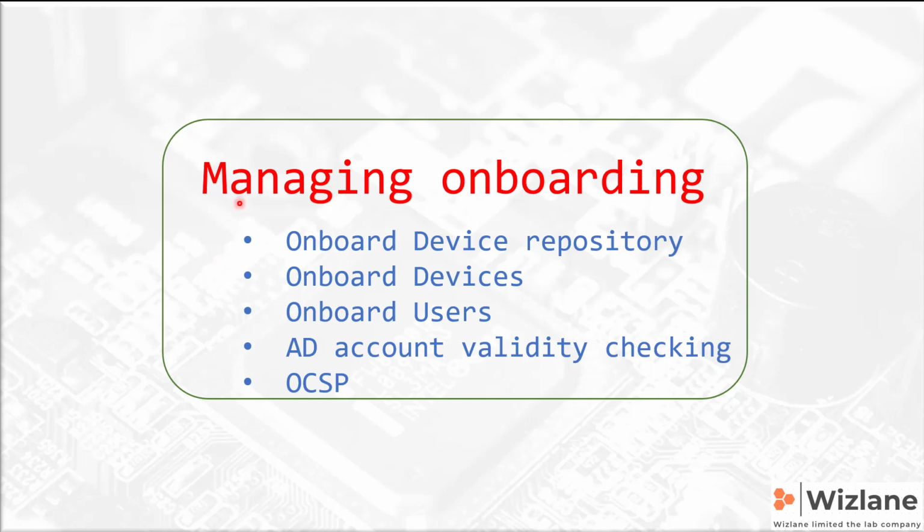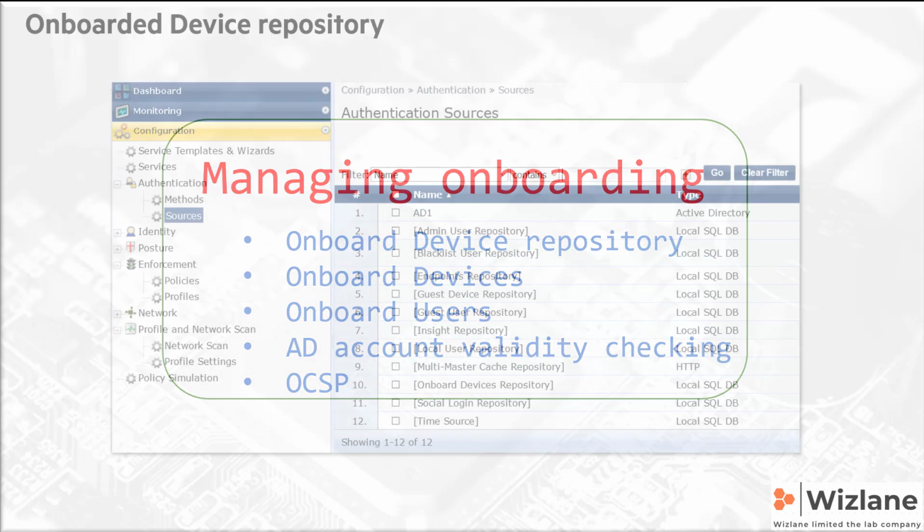Managing onboarding, we can look at the onboard device repository as the authentication source that we should use when you create the onboard service. You can look at the onboard devices, you can look at onboard users, and also we can include settings that will check the validity of the account as well as whether the certificate has been revoked or is still valid, by including OCSP in the authentication.